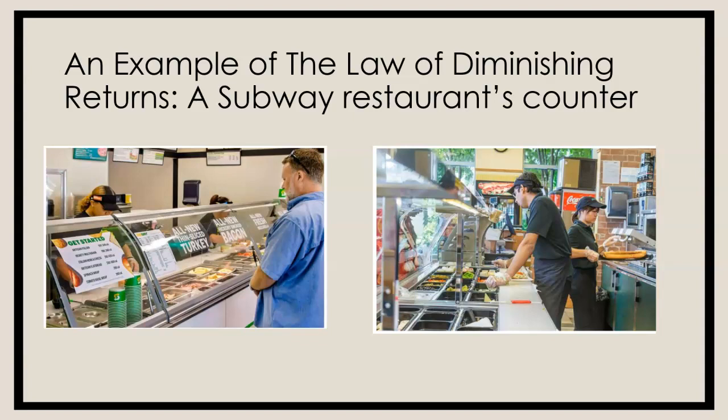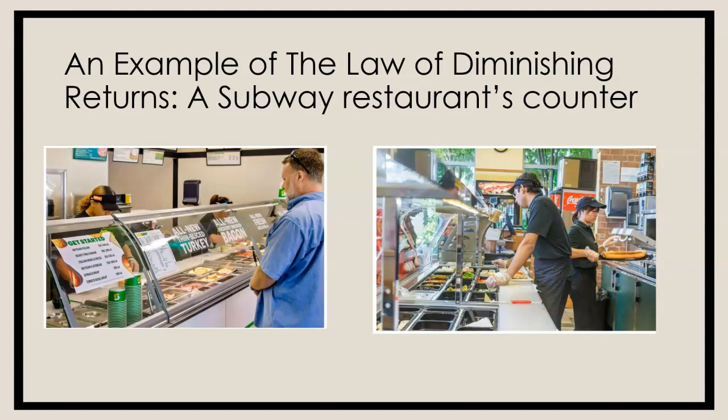All right, add a fourth worker. First worker, bread and meat. Second worker, condiments. Third worker, wrap it up and put it in the bag. Fourth worker, take the money. Again, you could serve more customers per hour, but you didn't get a big increase in the number of customers you could serve from adding the fourth worker.